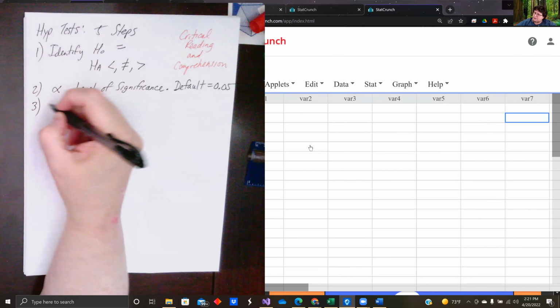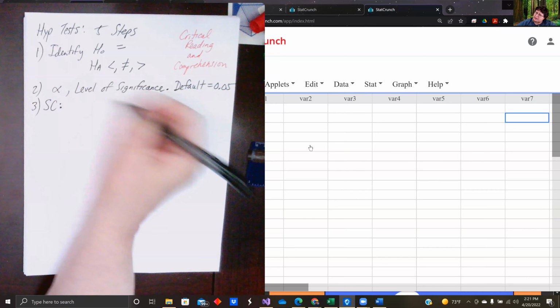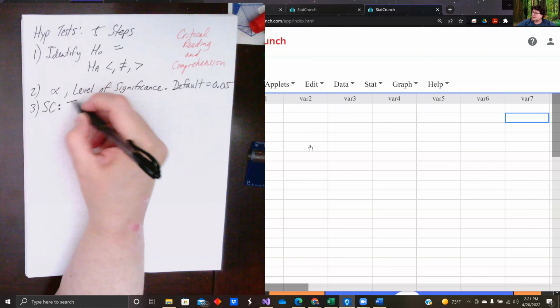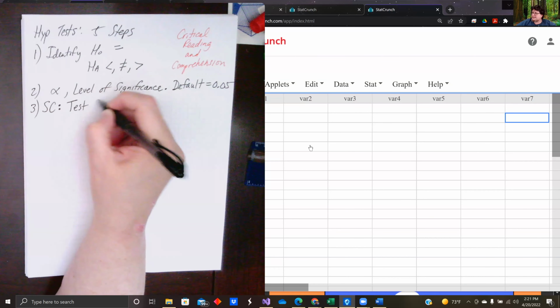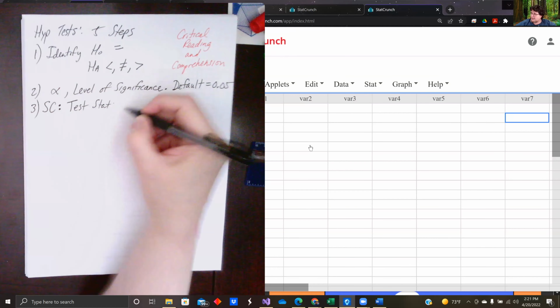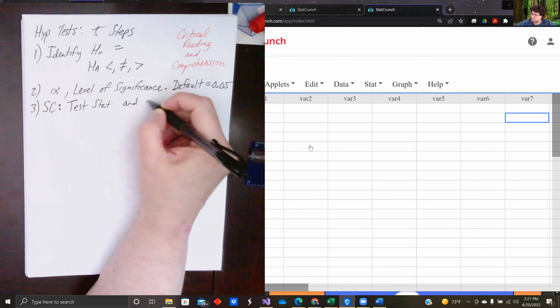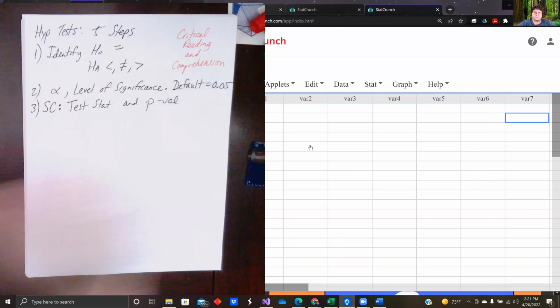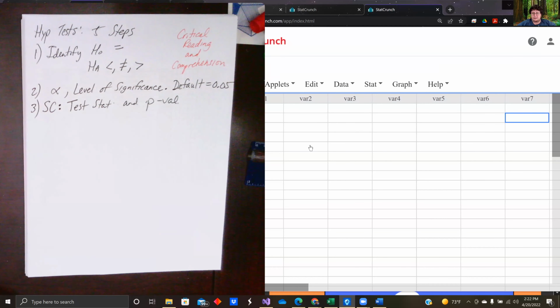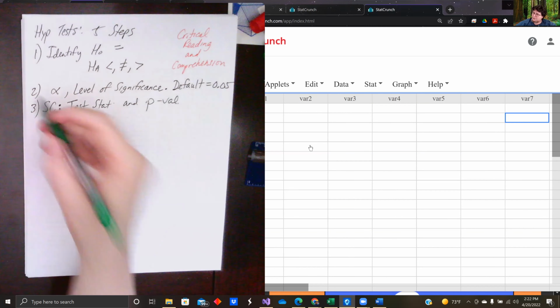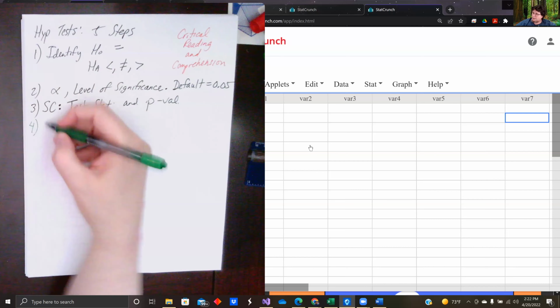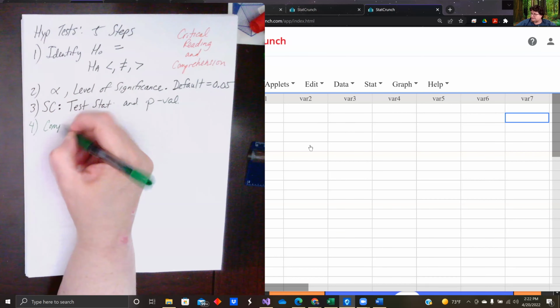Step 3 is some StatCrunch stuff. Do your StatCrunch work. Get the test statistic and the p-value. And when you have those two, you compare alpha and p-value.